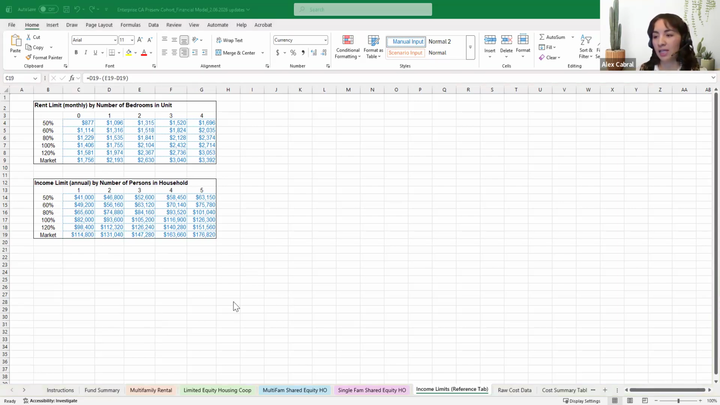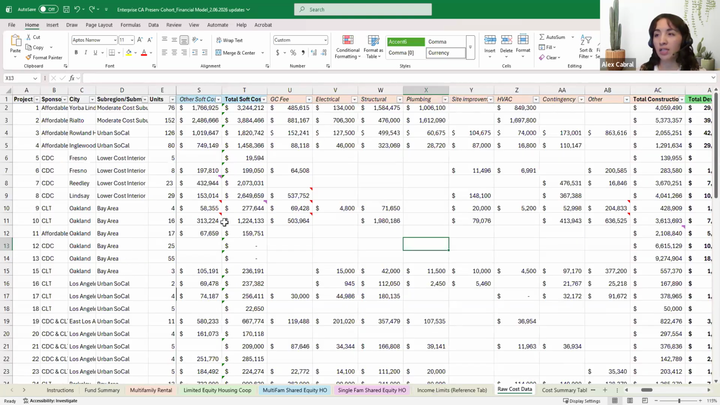Okay. The next step is filling out the pro formas. But before we do that, you may want to either double check your numbers or maybe the project doesn't exist yet and you need a reference point. This is where we're going to go to the last two tabs, which talk about costs. So first, we'll take a look at this raw cost data tab.